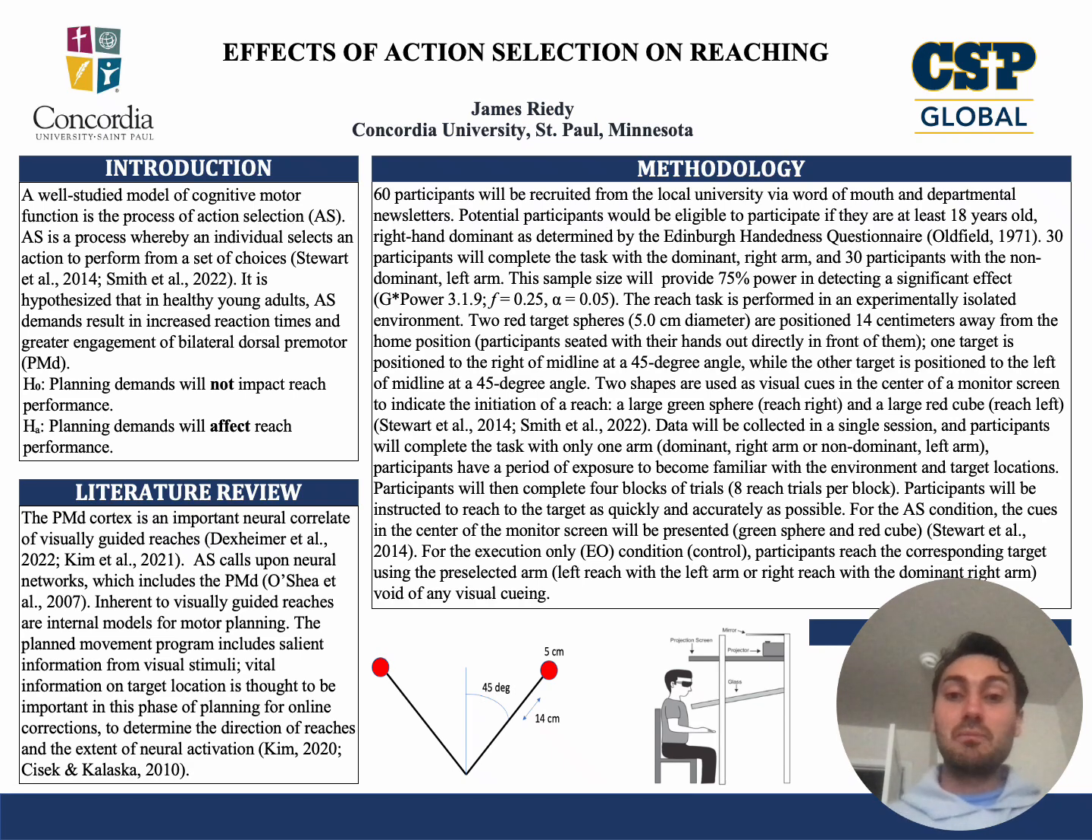Participants then complete 4 blocks of the REACH trials, and there are 8 REACH trials per block. Participants will reach the target as quickly and accurately as possible. The verbal cue will initialize each trial, and for the action selection condition, the cues in the center of the monitor screen will be presented, a green sphere and a red cube. Those research and experimental procedures have already been done in similar research with Stewart and Smith in 2014 and in 2018.